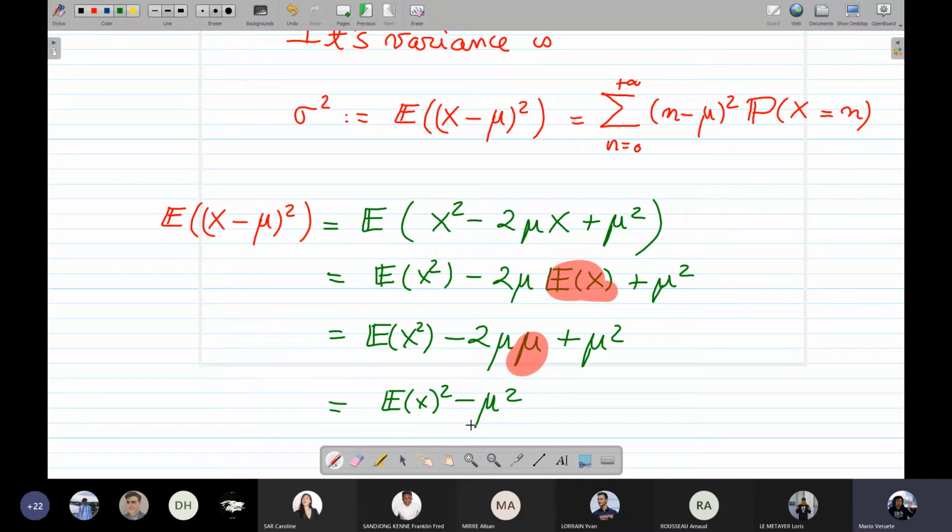Any question? Yes, please. For the last line, it's expectation of x square. Yes. Yeah. Thank you. You're right. Okay. Thank you. Any other remark or questions?